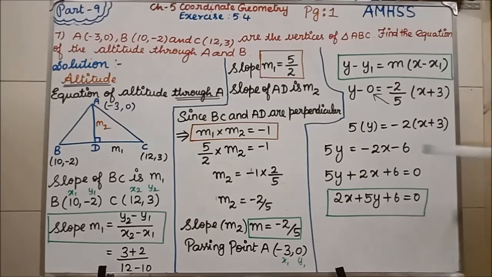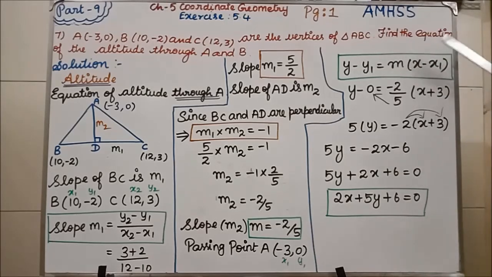Clear, students? 5y. The next step we are taking this minus 2 to the inside. Minus 2 into x minus 2 into 3. Clear, students? So minus 2 into x is minus 2x. Minus into plus is minus. 2 3s are 6. Clear, students? Now I am taking both the terms to the left hand side. 5y. Minus 2x if it comes this side it will become plus 2x. Similarly minus 6 if it comes to LHS it will become plus 6. Clear? Equal to 0.